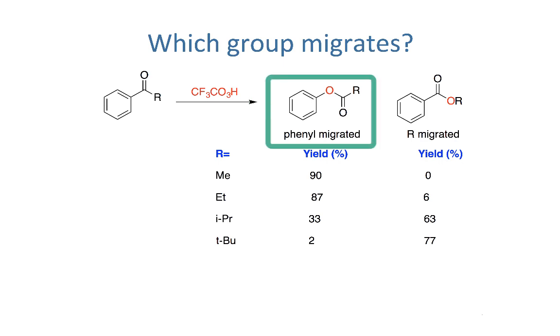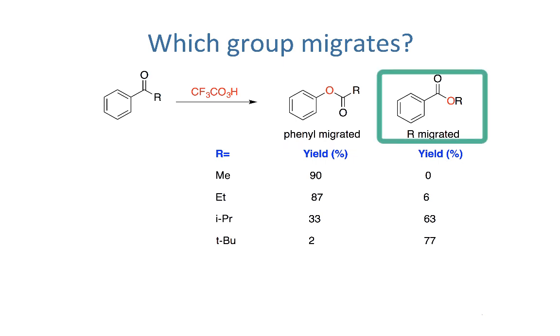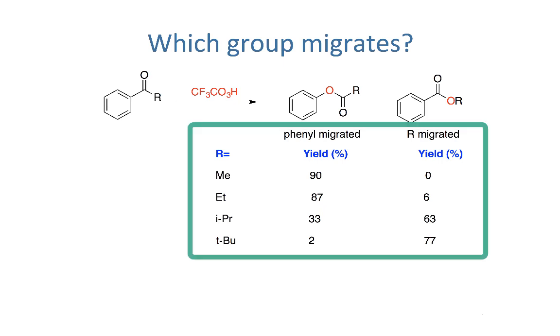The first possible product resulted from the phenyl group migrating as the tetrahedral intermediate collapsed. The second possible product resulted from the R group migrating. In the table, the yield tells us which group migrated more readily. Take a minute to look at the data and see if you can explain which group migrates most readily.